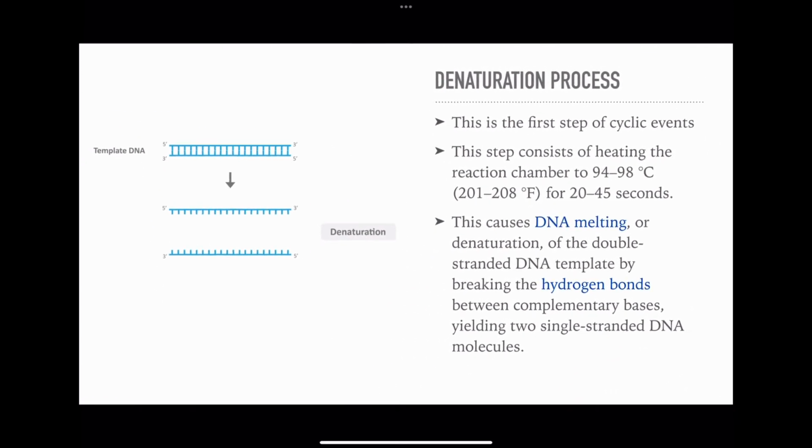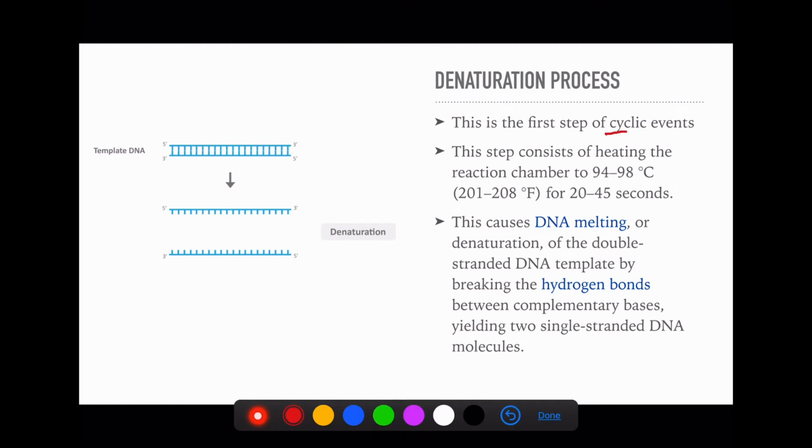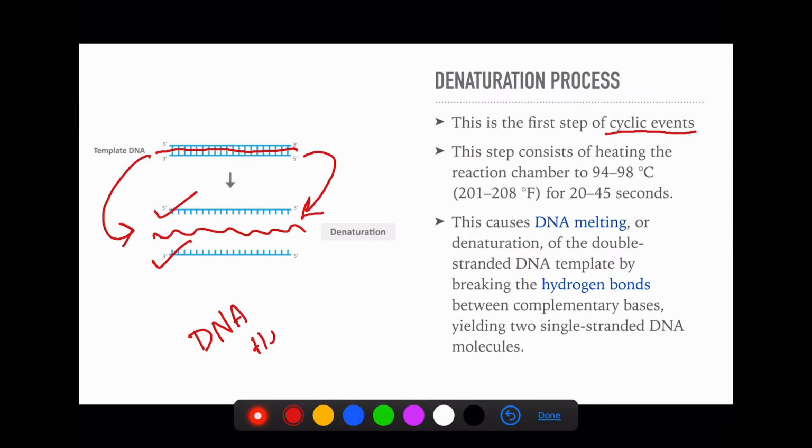The first step of cyclic events and the second step of the whole PCR process is denaturation. This step ensures the melting or denaturation of DNA under the influence of high temperatures ranging from 94 to 98 degrees Celsius. In this step, the hydrogen bond between the complementary bases of DNA that holds the double helix structure breaks down, yielding two single-stranded DNA molecules. This step actually mimics the in vivo function of DNA helicase enzyme. This step lasts for 20 to 45 seconds.